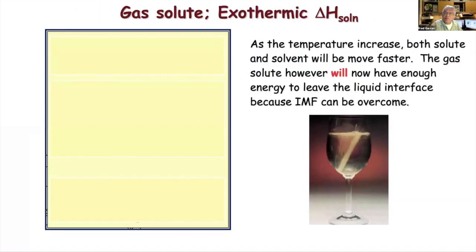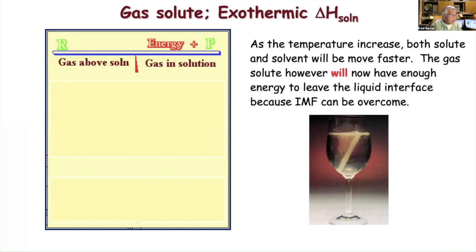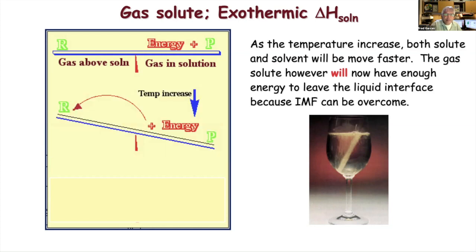So we know that solubility of gas is an exothermic process. We can take a look at this right here, and you can see that energy is a product when we're talking about the solubility of gas. The gas is to the left, and the gas in solution is to the right. It's an exothermic process. When we apply heat, the gas in solution will come out of solution until you establish a new equilibrium. That's what's going on.